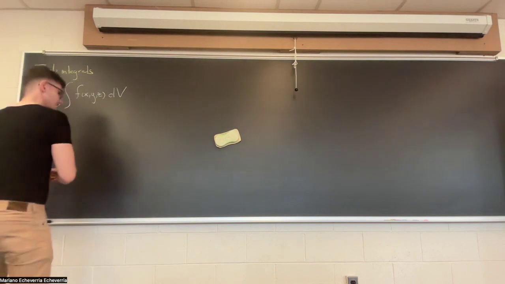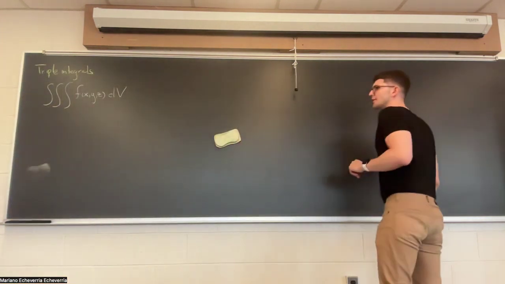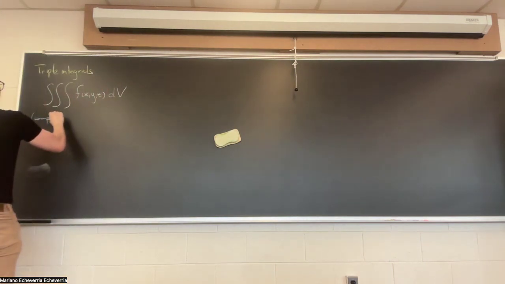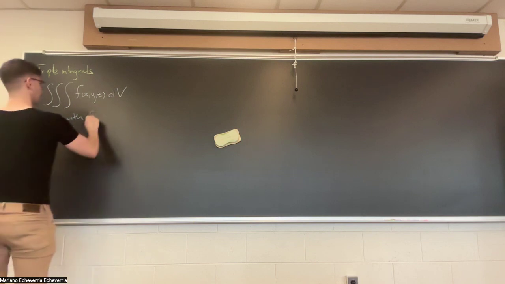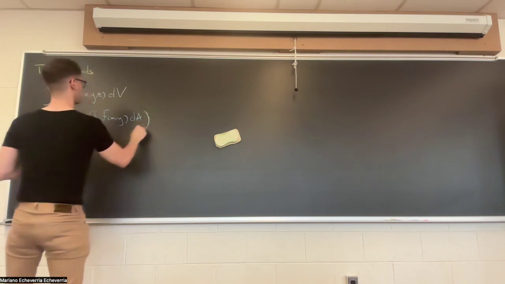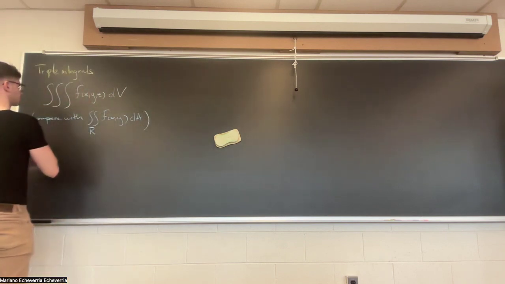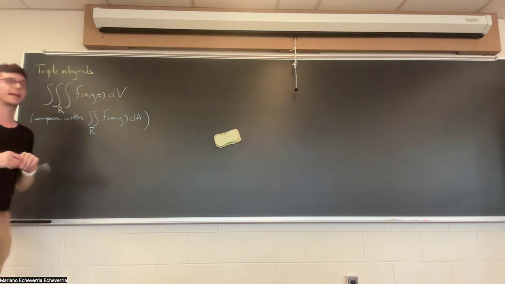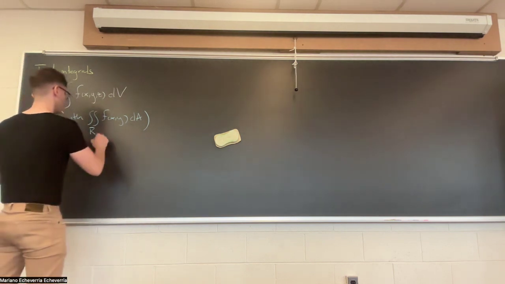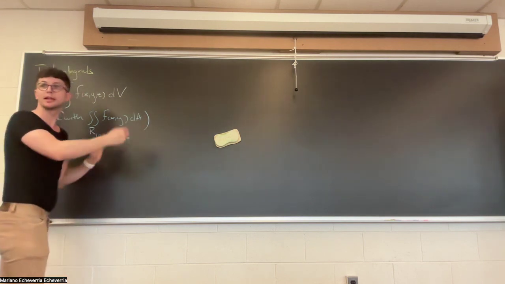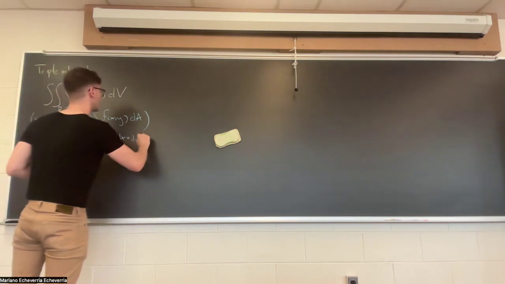Compare this with the double integral. For double integrals, you had something of this sort: a function of x and y times dA. dA was dy dx, or dx dy, at least in Cartesian. There was also a version of this in polar.